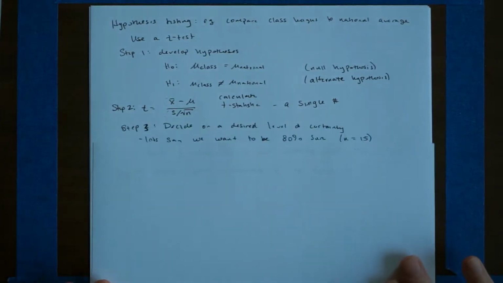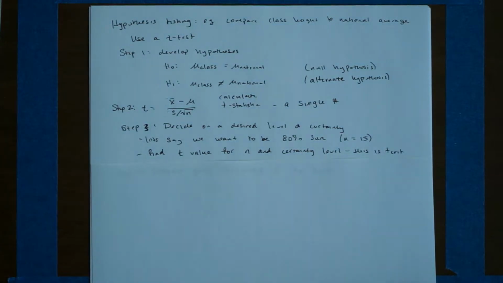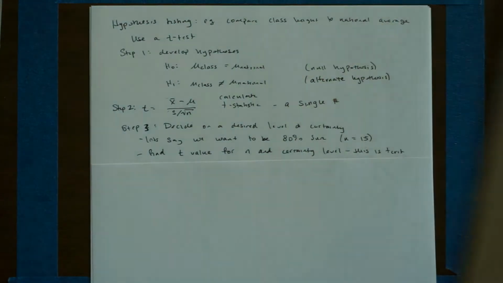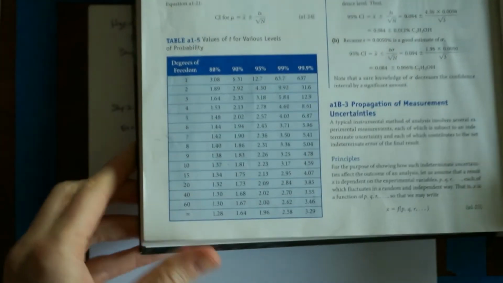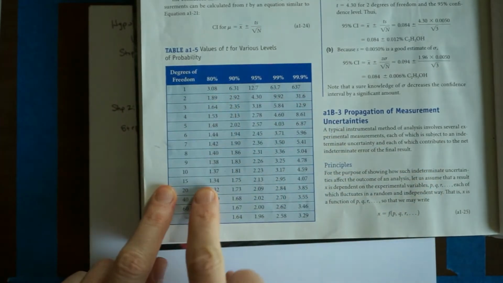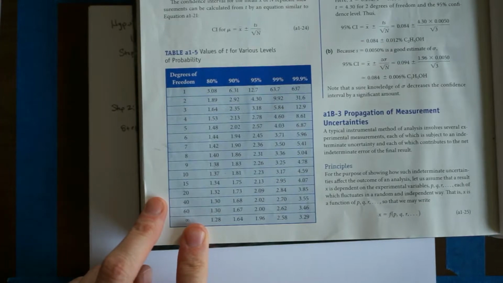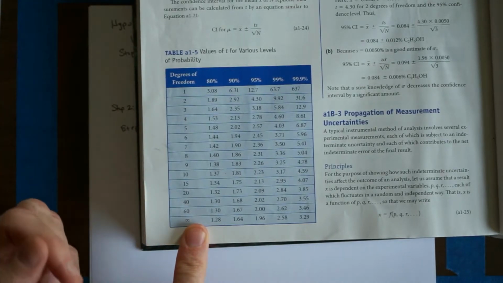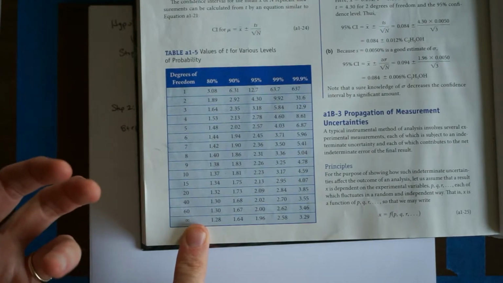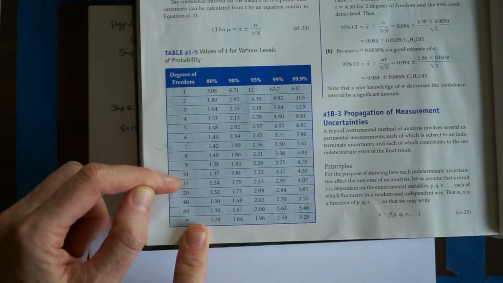The next thing that we do is that we decide on a desired level of certainty. So let's say we want to be 80% sure for our 15-person class that we are different than the national average or not. So then we go to our t-table, and we look for the row with the number of degrees of freedom we have. In this case, the number of degrees of freedom we have is actually 14. Because we have 15 people, we need to calculate the average. We lose 1 degree of freedom that way. And so our degree of freedom is 14.